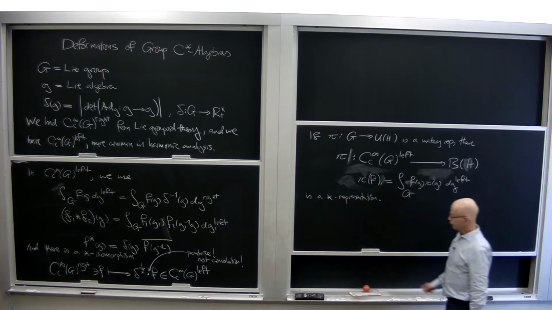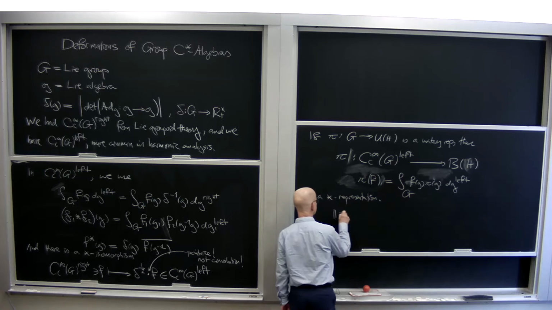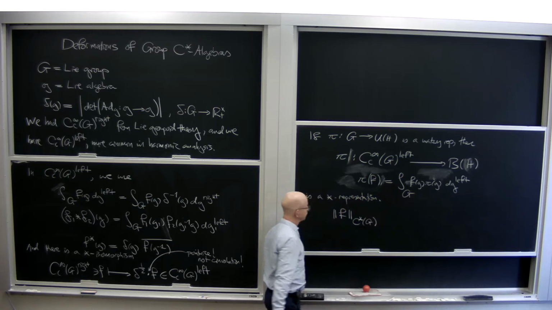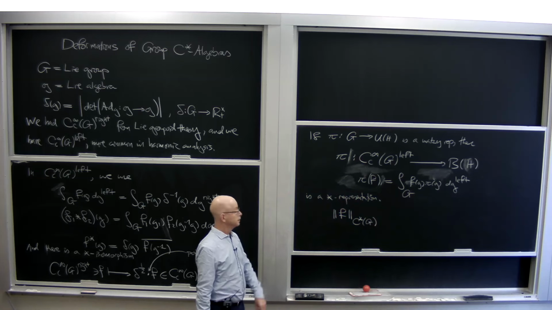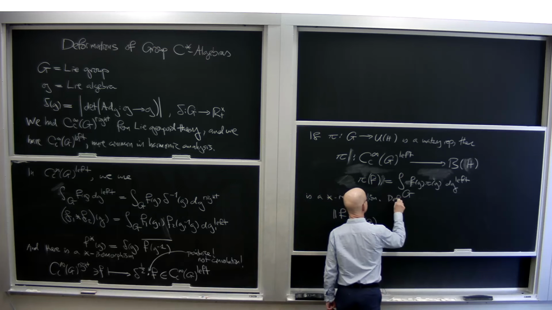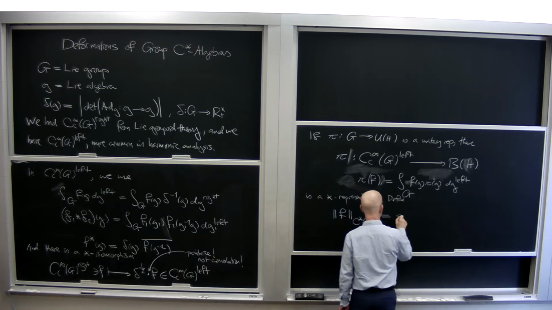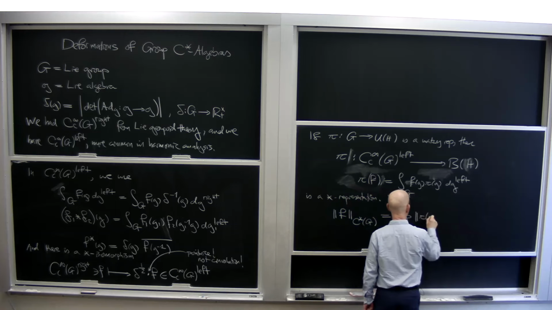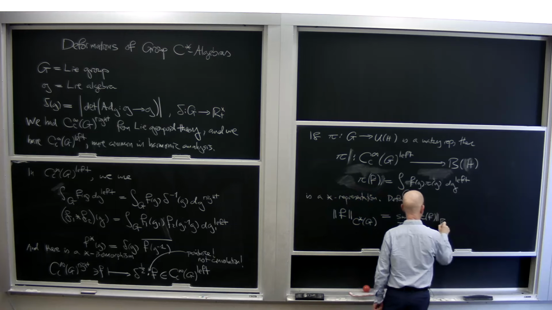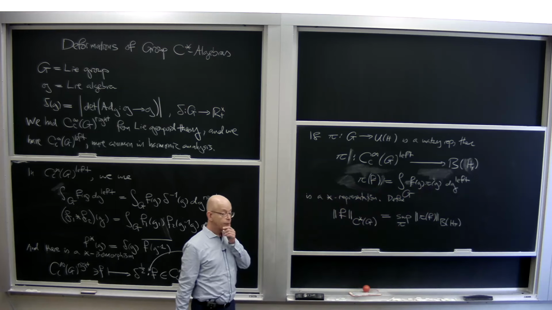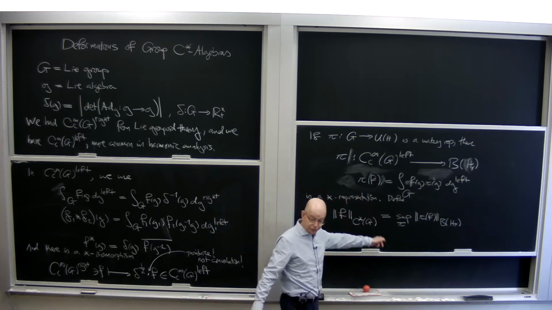All right, and now you can do the following thing. Build a C-star algebra norm by just taking the sup over all representations pi of f. So that thing's a bounded operator on whatever the Hilbert space is. And then you can complete and you'll get the C-star algebra of G.